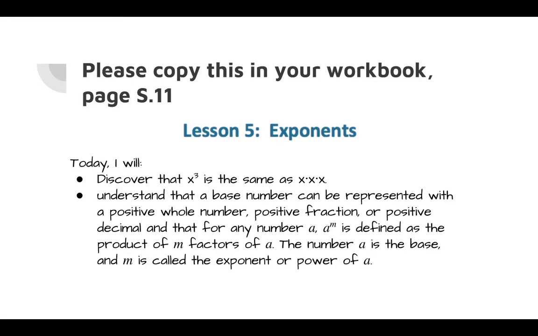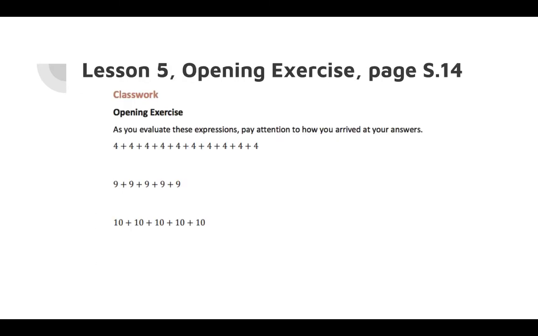that x cubed, or x to the power of 3, is the same as x times x times x. Understand that a base number, which is this number right here, can be represented with a positive whole number, positive fraction, or positive decimal, and that for any number a, a to the m is defined as the product of m factors of a. And the number a is the base, and m is called the exponent or power of a. It'll make more sense later, I promise you.